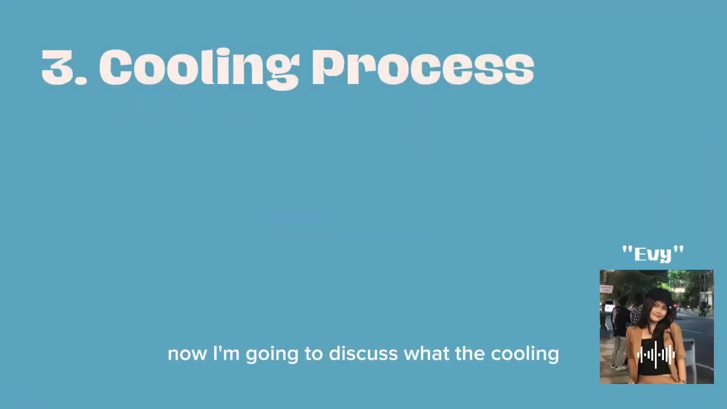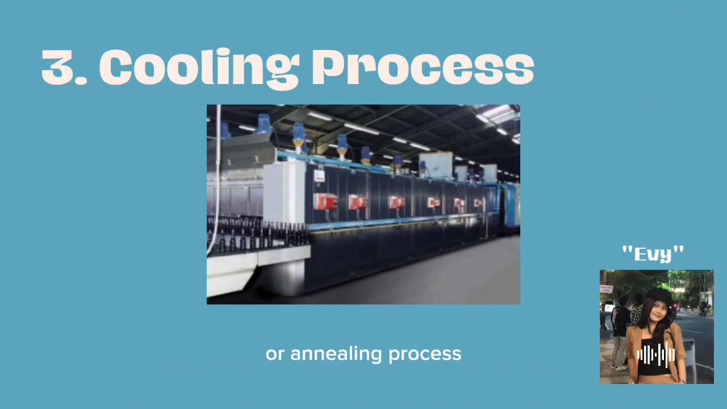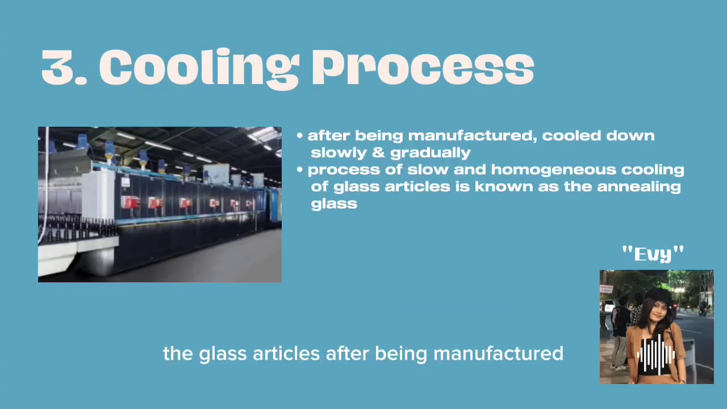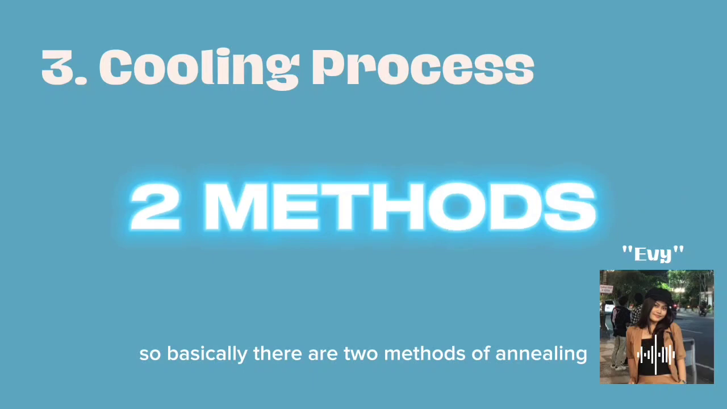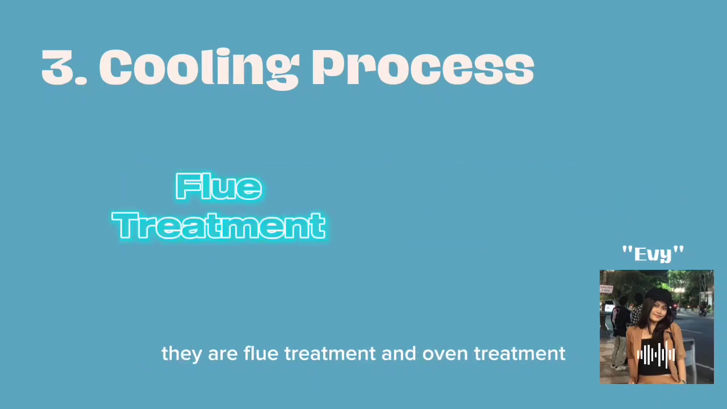Now I'm going to discuss the cooling or annealing process. The glass articles after being manufactured are to be cooled down slowly and gradually. This process of slow and homogeneous cooling of glass articles is known as the annealing of glass. So basically there are 2 methods of annealing. They are flue treatment and oven treatment.